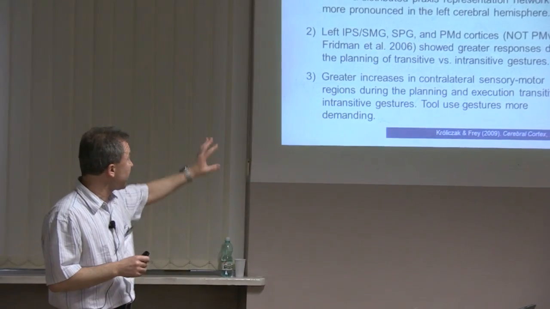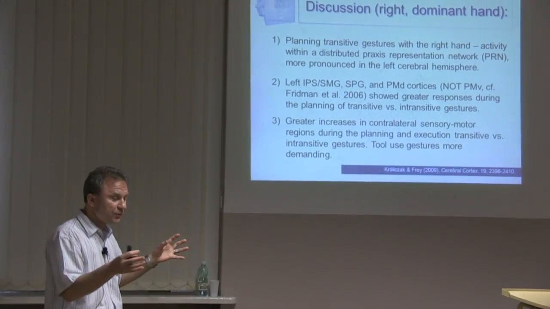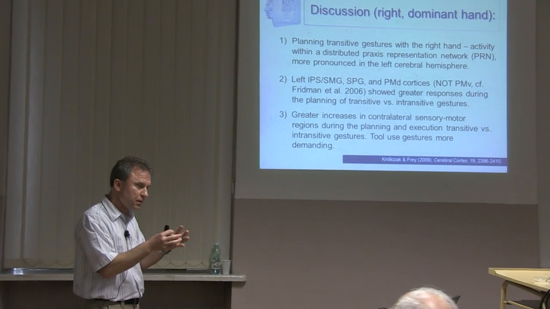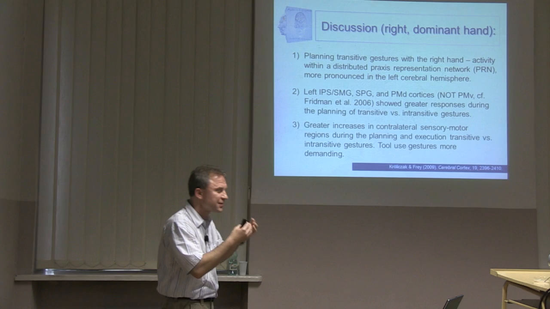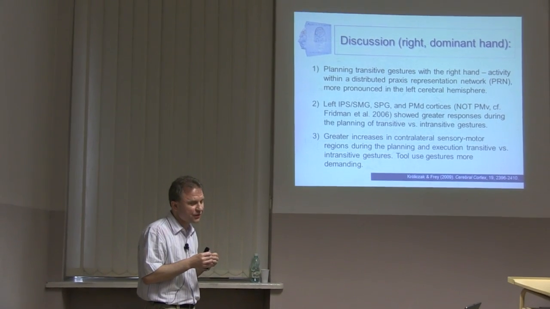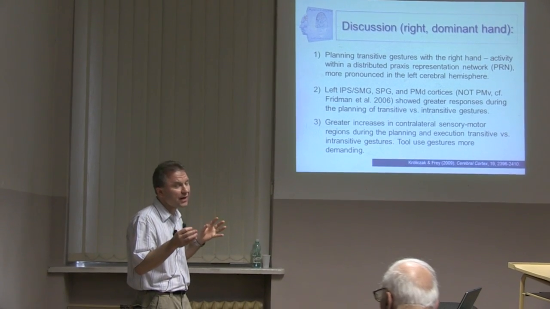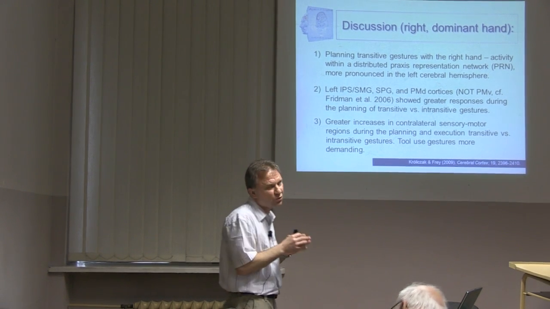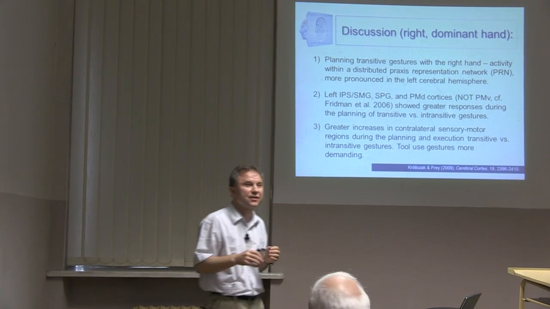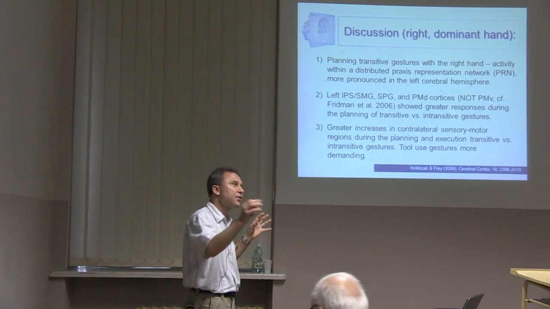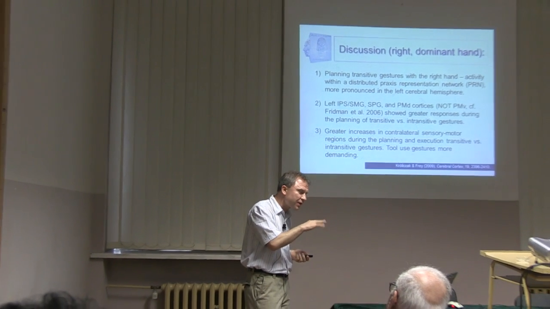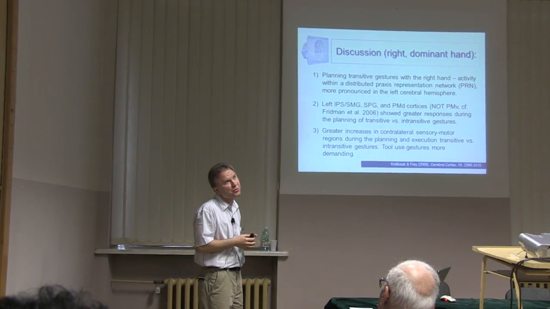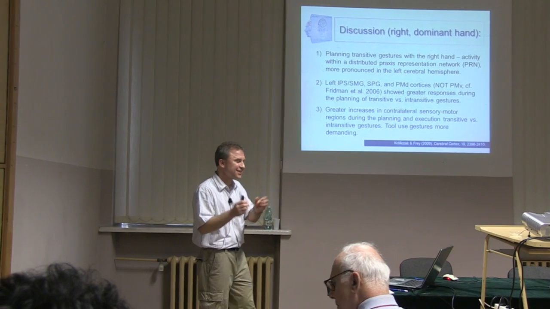And then the last thing is, I didn't show the slide, but when we contrasted these conditions directly, because I never showed you the direct contrast of tool use pantomimes and intransitive gestures, the only thing that was primarily left was the sensory motor activity in the left hemisphere for the right hand and in the right hemisphere for the left hand. And if there were some higher order areas involved, they were not in the right hemisphere for intransitive gestures.